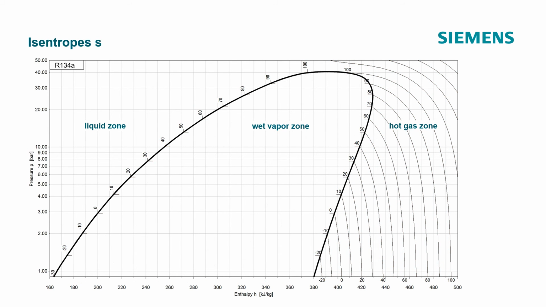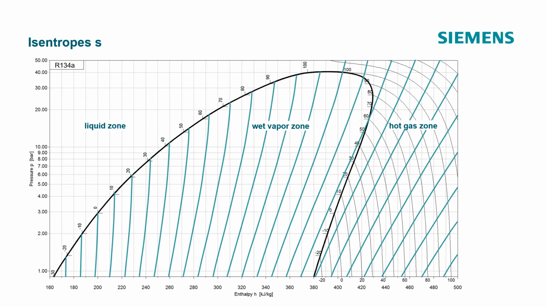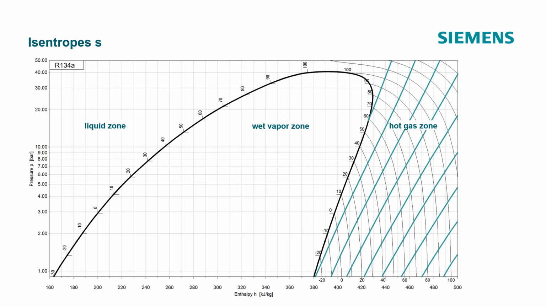The isentropes. In the wet vapor and hot gas zone, there are lines that provide an indication of the heat losses occurring in technical processes. These lines are called isentropes, and they are labeled with S. For refrigeration processes, the isentropes are most important in the hot gas zone.